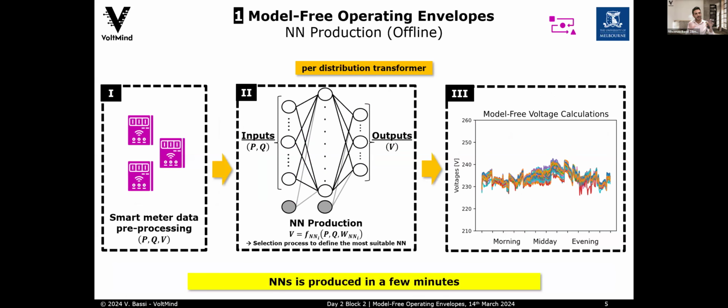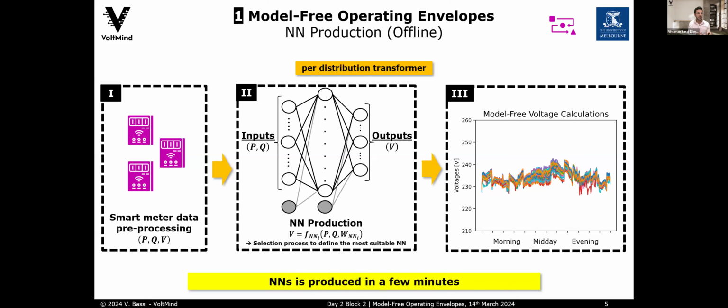So in here, we have a schematic of the neural network production stage. The approach is carried out on a per distribution transformer basis. And the first stage corresponds to the production of the neural network, which occurs offline. This part is comprised of 3 main stages.